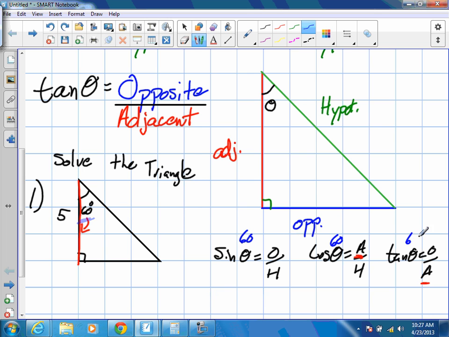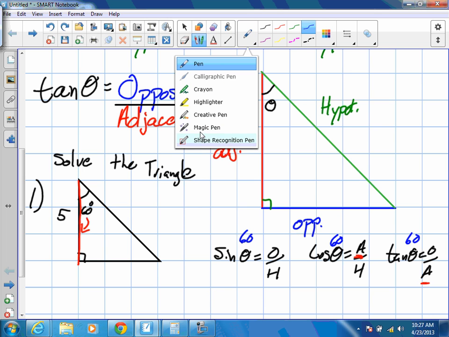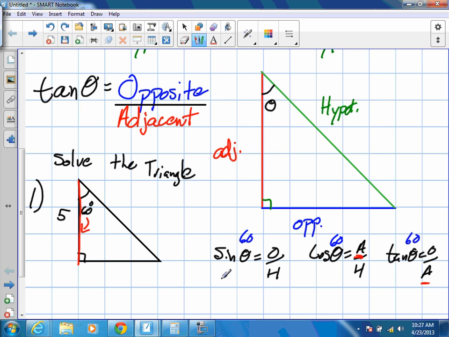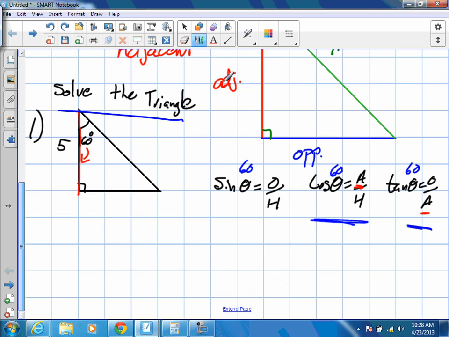But in order to use these, we need to have only one missing variable. In sine, we're missing the opposite and the hypotenuse. So this ratio will be no good for solving anything on this triangle. In cosine, we have an angle and we have the adjacent, so we can solve for the hypotenuse using cosine. And in tangent, we have the angle and the adjacent, so we can solve for the opposite. Because they just said solve the triangle, I can start with either of these, because I eventually have to solve both sides. So we'll start with cosine.